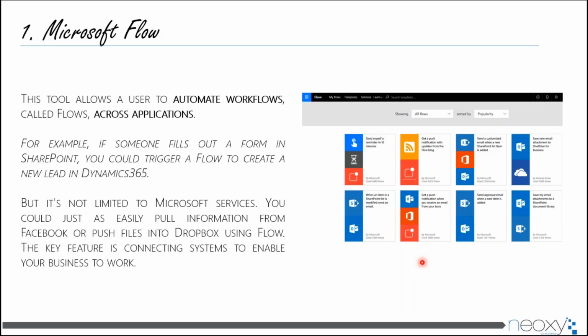With Flow, you can do it just once, and whenever you create an item in your list, all the rest will be done for you with Flow, which is so great. Two things I want to add with Flow is you are not only limited to the microservices, you can also grab information from Facebook, even drop items into Dropbox.